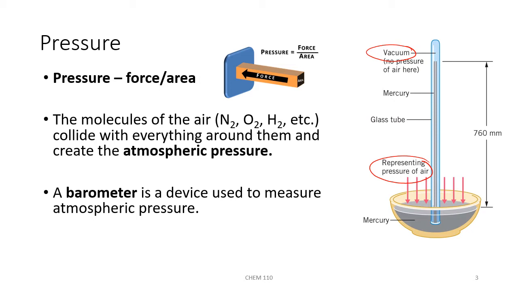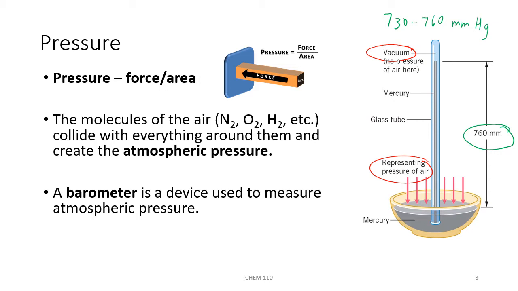The height of the mercury column, measured from the surface of the mercury in the dish to the top of the mercury within that column, is directly proportional to the atmospheric pressure. And in our diagram, that would be 760 millimeters. That's the height of the column when the atmospheric pressure is pushing down on the dish of mercury. Most people live in an area where the height of this column will fluctuate between 730 and 760 millimeters of mercury, which we will use the symbol mmHg.